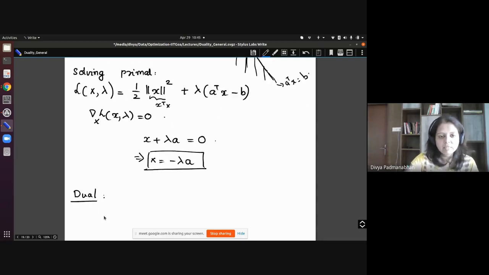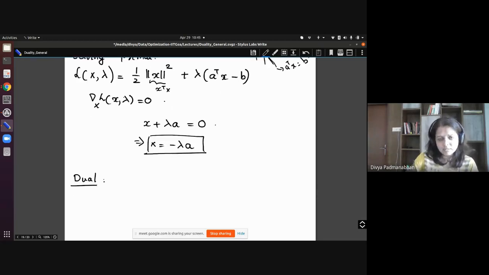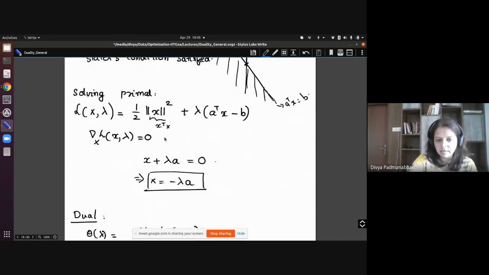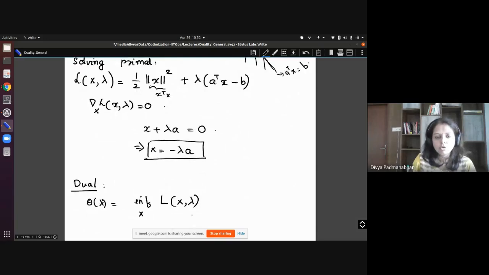So now I will just write the dual. The dual function would be that you want to minimize L of X, lambda with respect to X. So here it's an unconstrained problem. X is in R^n. So you can just apply whatever you know of unconstrained optimization. And here the function L of X, lambda is convex.